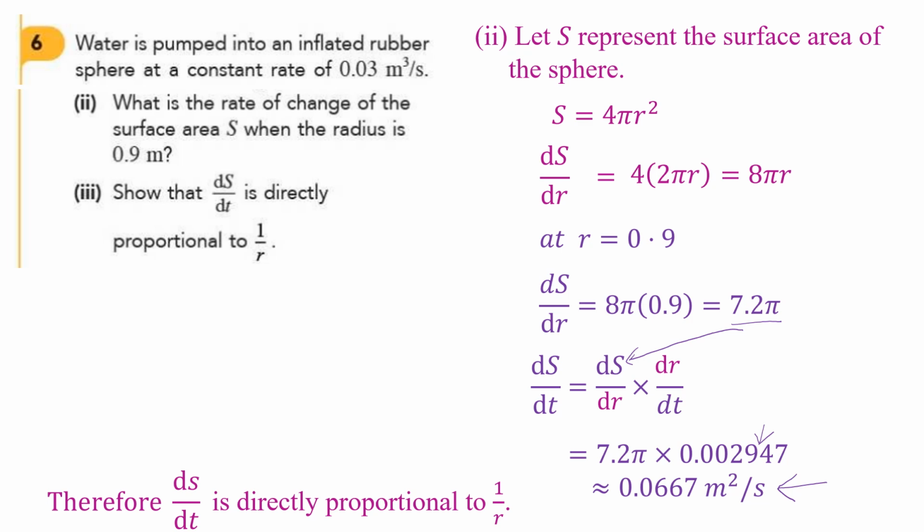All right, so let's look at part 3 here. We need to show that dS over dt is directly proportional to 1 over r. That means what we are saying is that I can write dS over dt equals to a constant k times 1 over r.